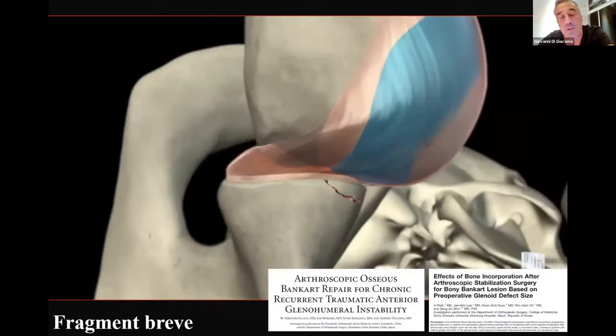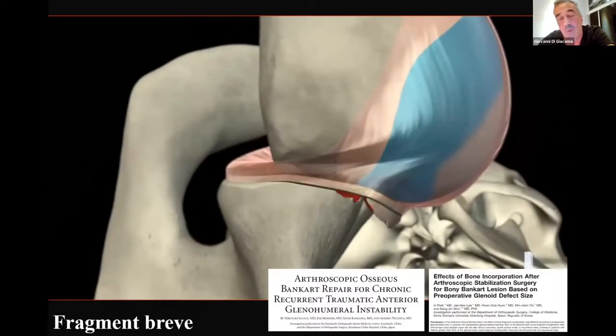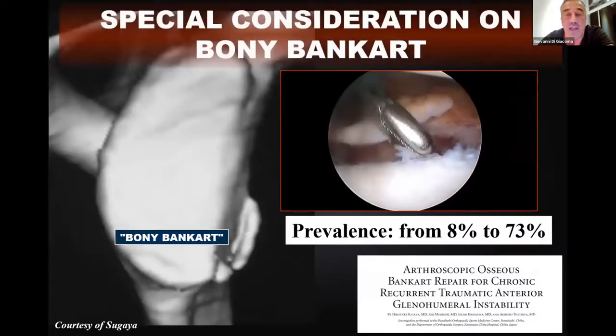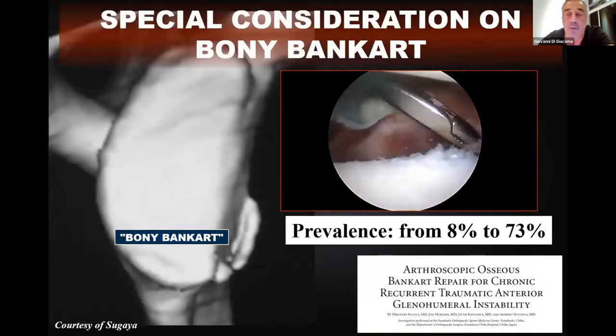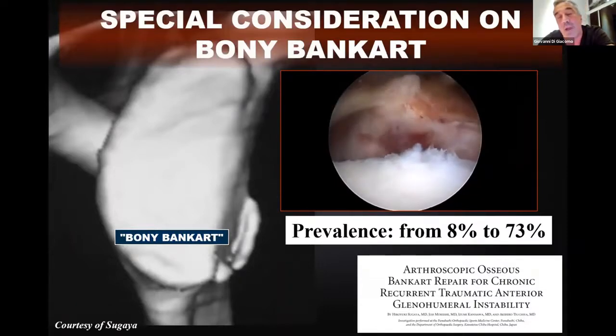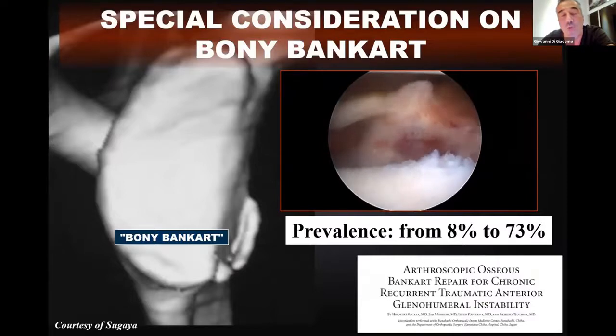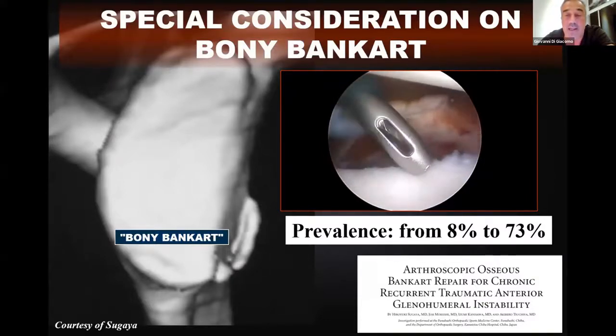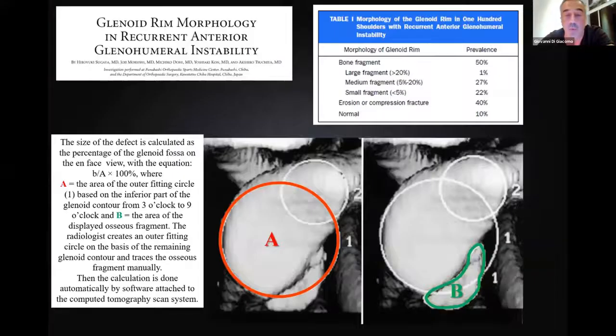You can have also fragment type, and we feel that if the fragment is enough stable, the quality of the bone is good, you can repair, and you have a bony Bankart lesion, and you can try to fix the bony fragment to the glenoid. Sugaya has demonstrated that you have a very good integration, and you can restore the morphology of the glenoid that is a pear. You restore the diameter of the glenoid width.